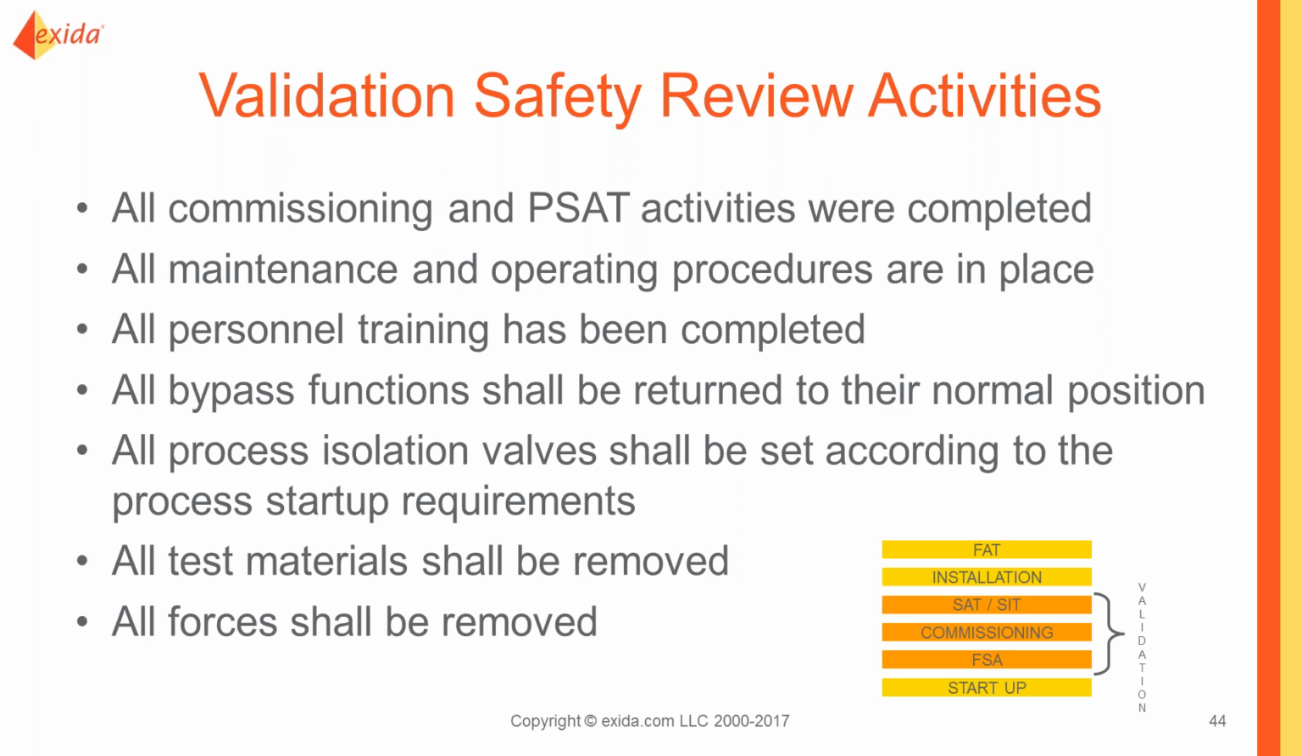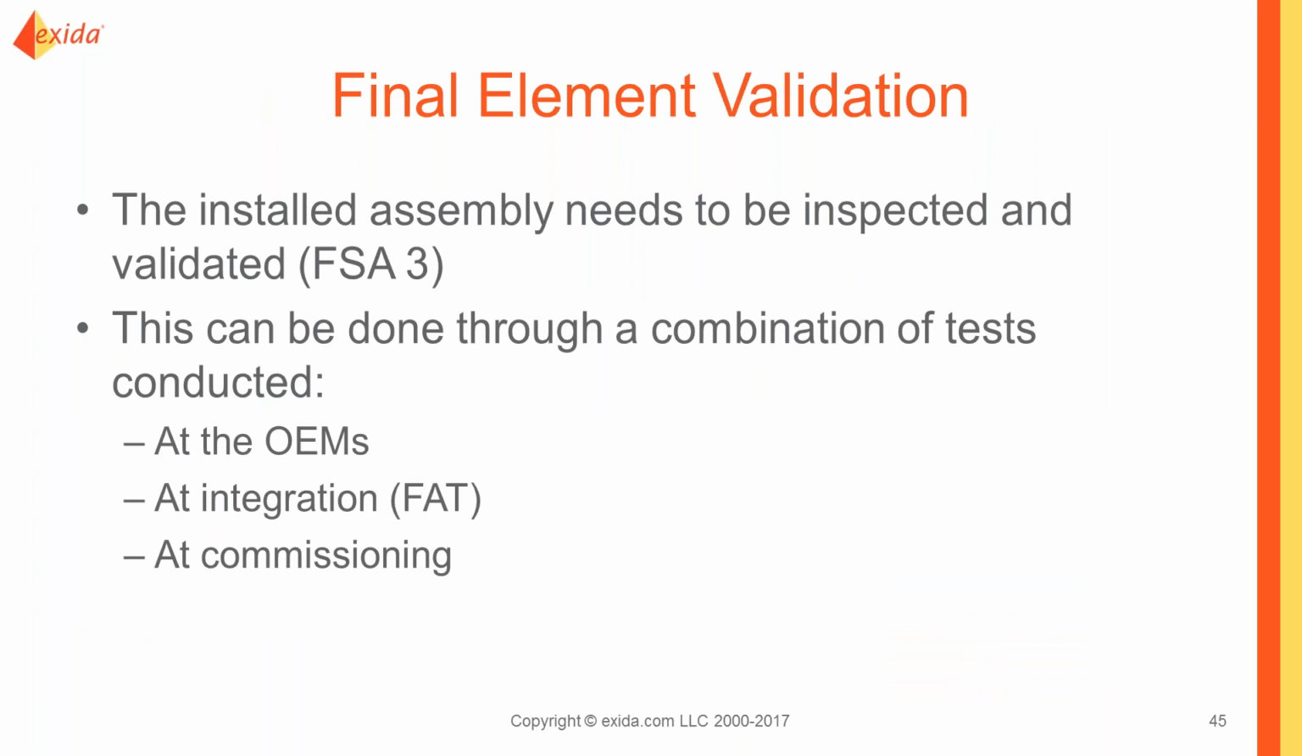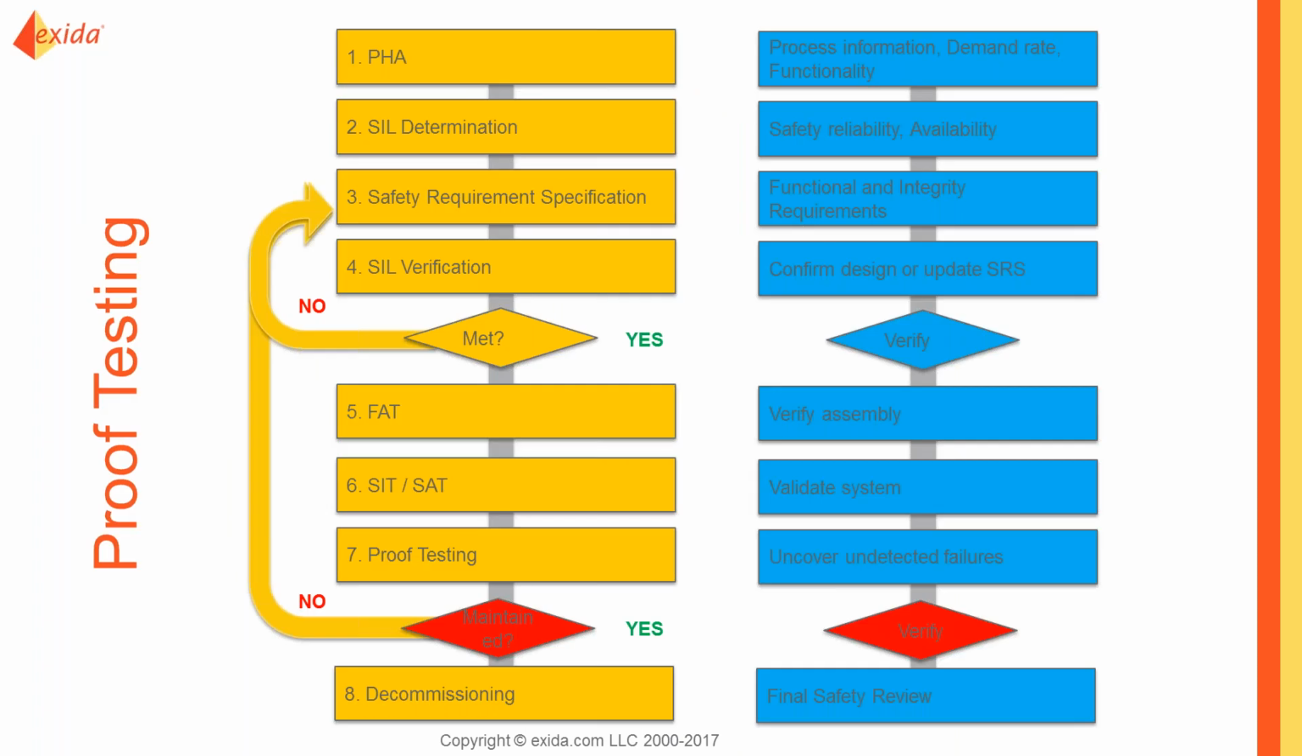So at this point, everything should be done so that the FSA 3 can be completed. And that's kind of the objective. One thing I want to point out is that the installed assembly does need to be inspected and validated, and we can use a combination of tests and inspections and evidence that can be collected from the OEM at integration and at commissioning to create that evidence that everything that was necessary to be done has been done. So that takes us up to operations.